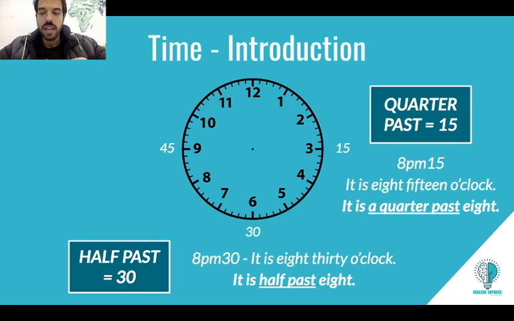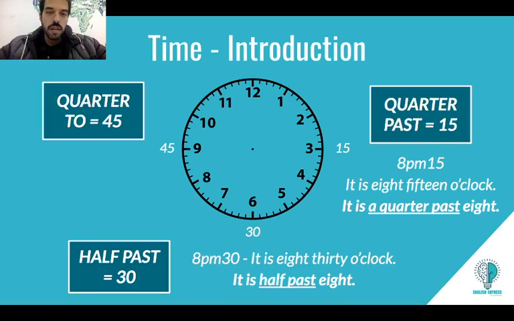So half is, if you have 4, the half is 2. If you have 6, the half is 3, right? So if you have 60, the half is 30, right? That's why for 30 we say it's half past 8, okay?